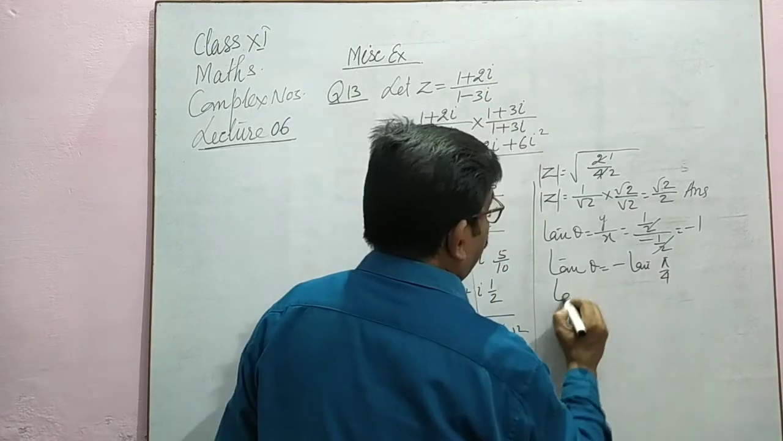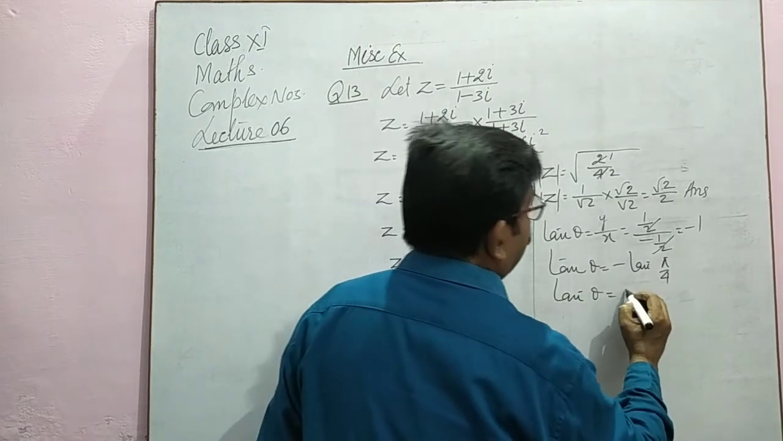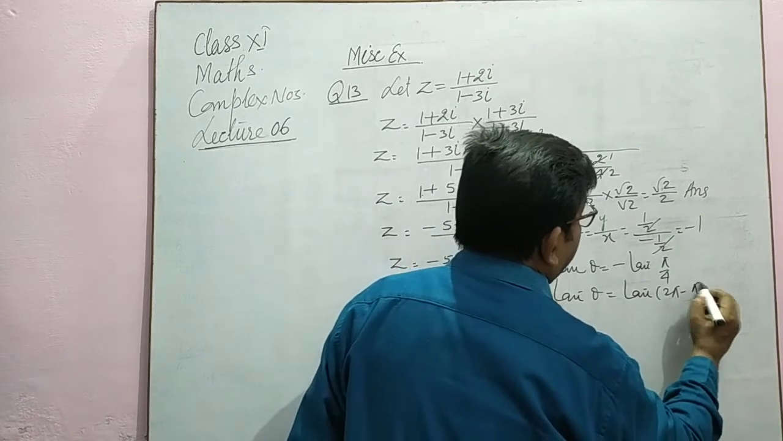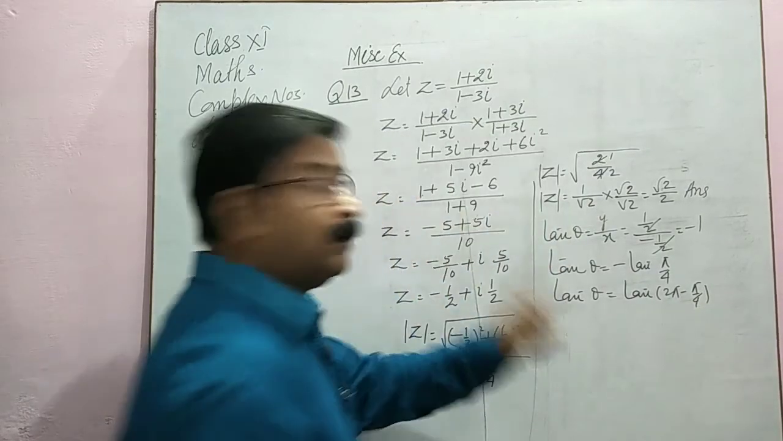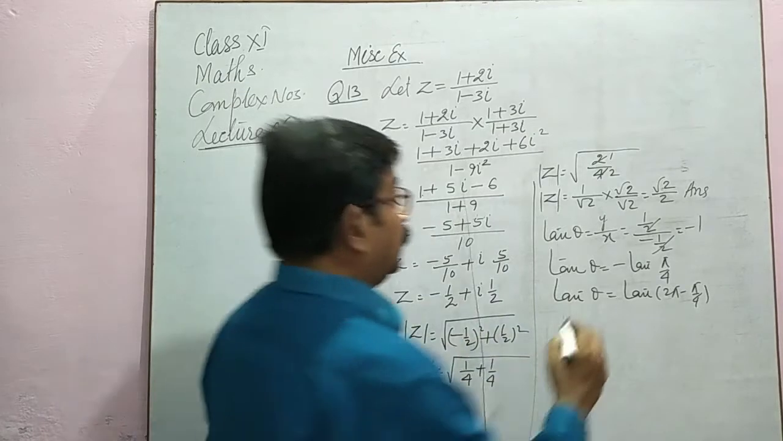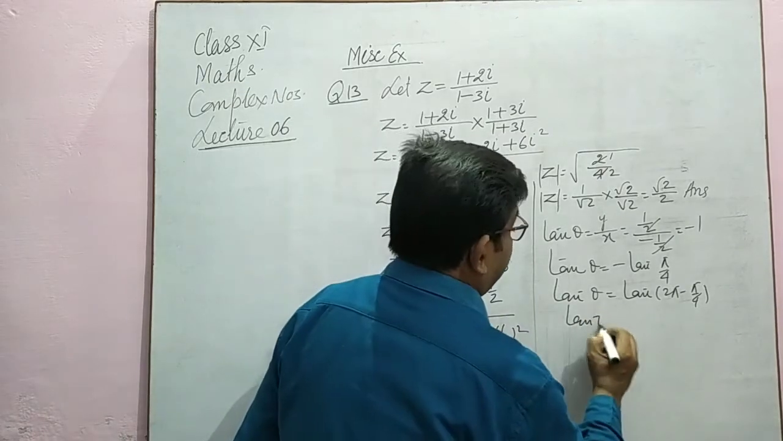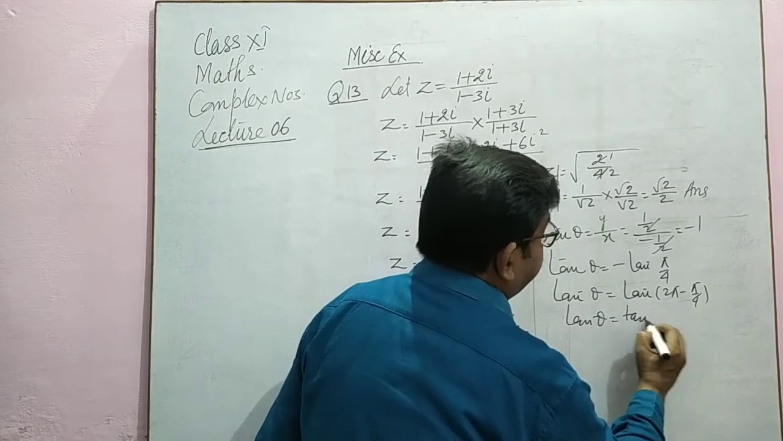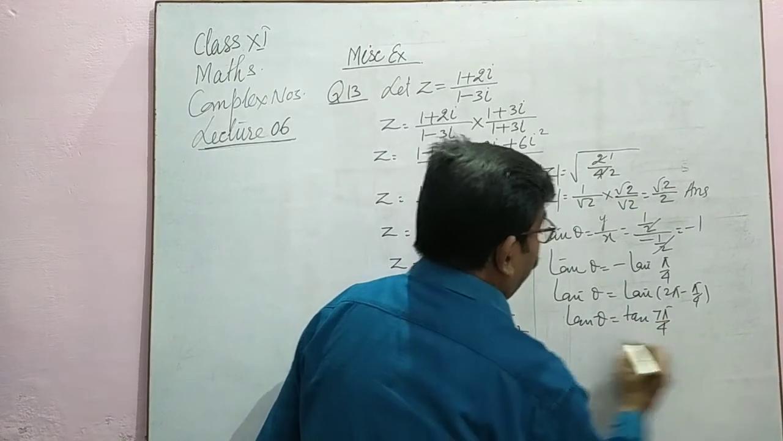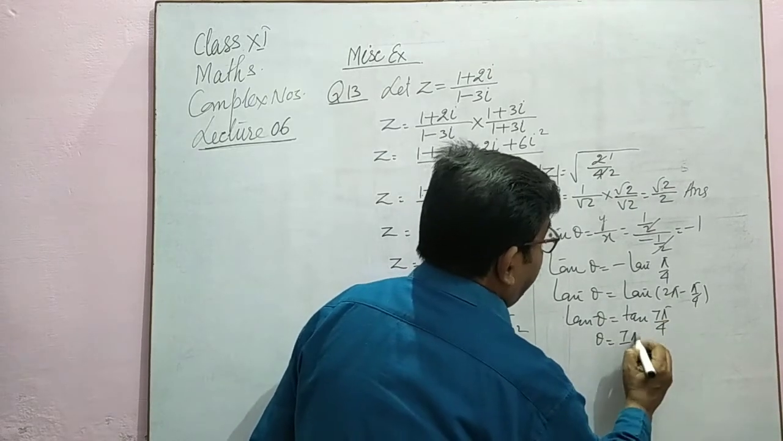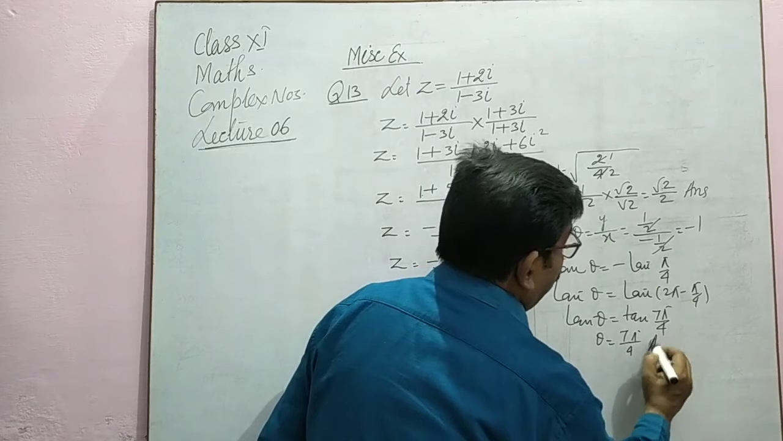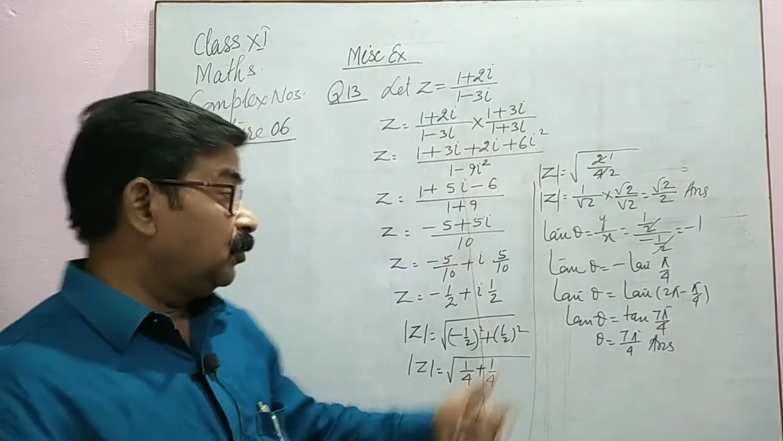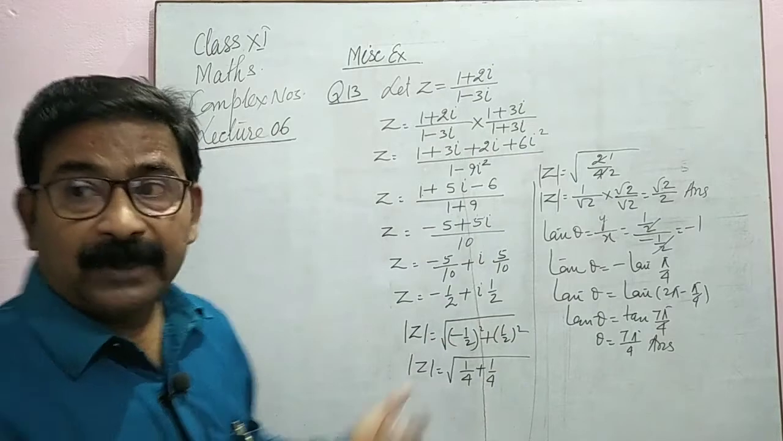So we can write, see, tan theta is equal to minus tan pi by 4, or tan theta is equal to, we can write tan of 2 pi minus pi by 4, or we can write minus pi by 4 also. Both can be written. So tan theta is equal to tan 7 pi by 4. Theta is equal to 7 pi by 4. This can be your answer, or you can write in the fourth quadrant, that is minus theta, so minus pi by 4. Both can be written.